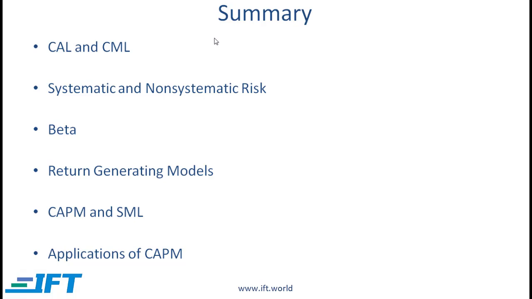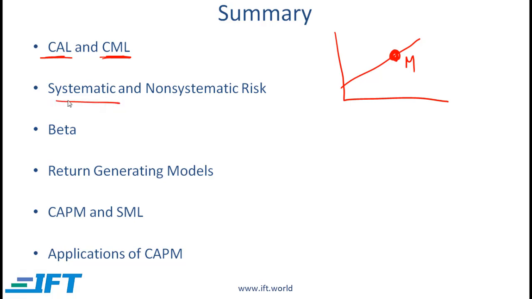That brings us to the end of this reading. Let's go over the main points. You need to understand the distinction between the capital allocation line and the capital market line. The capital market line is a special case of the capital allocation line where the portfolio, the efficient risky portfolio, is the market portfolio and where we assume homogeneous expectations.